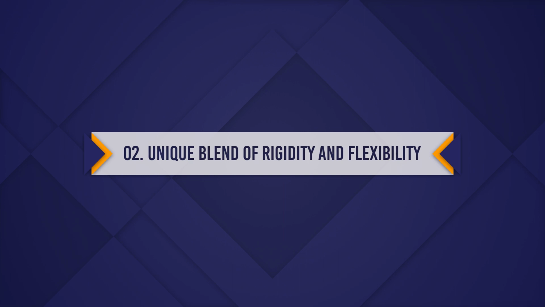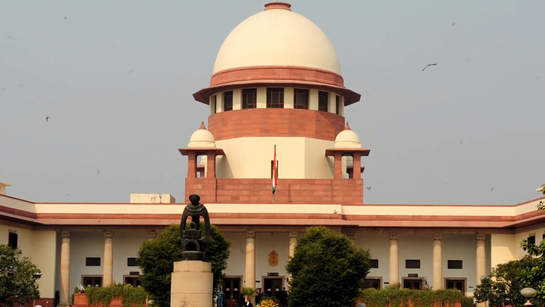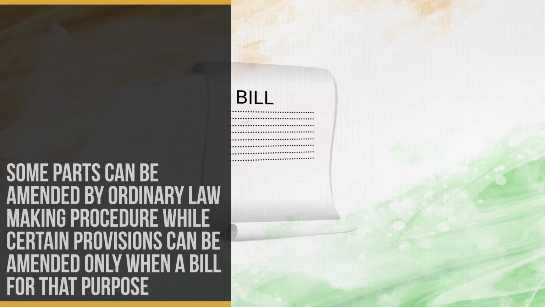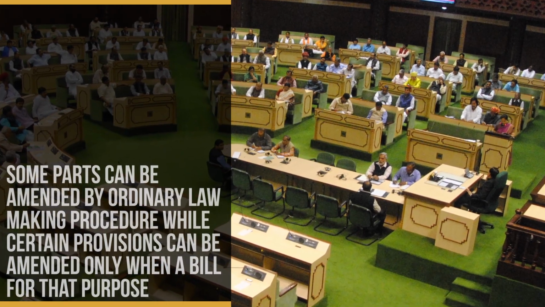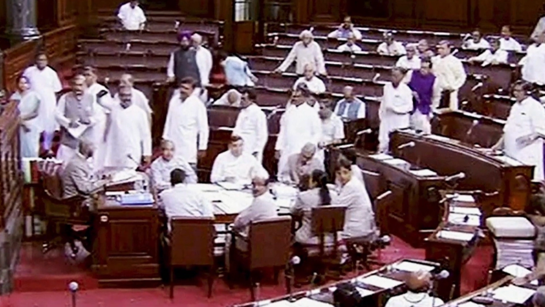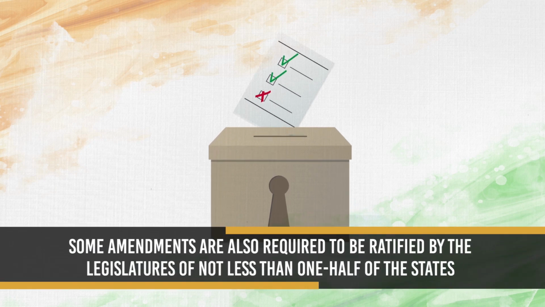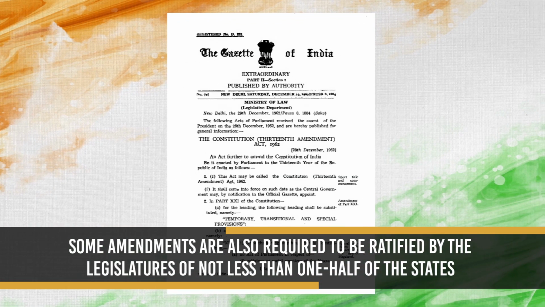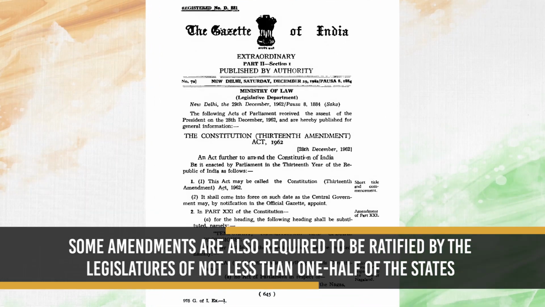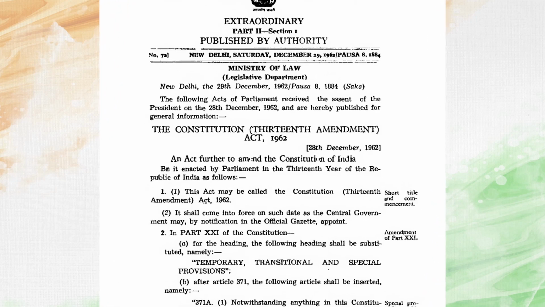Number 2. Unique blend of rigidity and flexibility. A constitution may be called rigid or flexible on the basis of its amending procedure. Some parts can be amended by the ordinary lawmaking procedure, while certain provisions can be amended only when a bill for that purpose is passed in each house of the Parliament by a majority of the total membership of that house and by a majority of not less than 2/3 of the members of the house present and voting. Some amendments are also required to be ratified by the legislatures of not less than one half of the states before being presented to the President for assent.